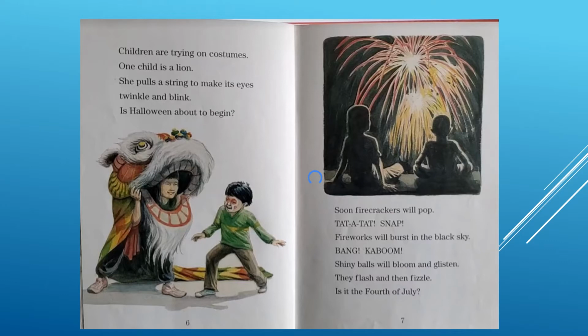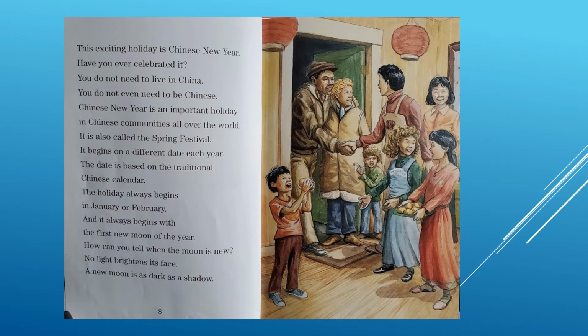Soon, firecrackers will pop. Tat, tat, tat, snap. Fireworks will burst in the black sky. Bang, kaboom! Shiny balls will bloom and glisten. They flash and then fizzle. Is it the 4th of July? This exciting holiday is Chinese New Year. Have you ever celebrated it?